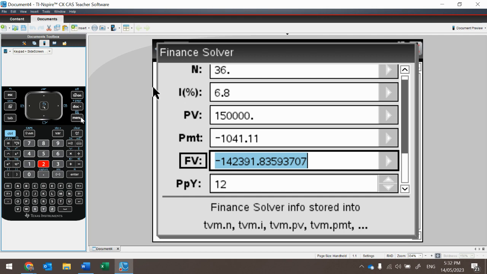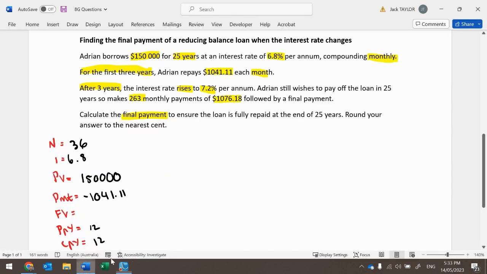Right, so after 3 years, Adrian still owes $142,391. And again, like with the last question, we won't round these figures until the very, very end. So negative $142,391.83593707. There could be more digits here that we can't see, but this is enough decimal places that we'll get an accurate answer. And we'll write that in. And remember, future value on a loan is negative because that is money that is still owing.